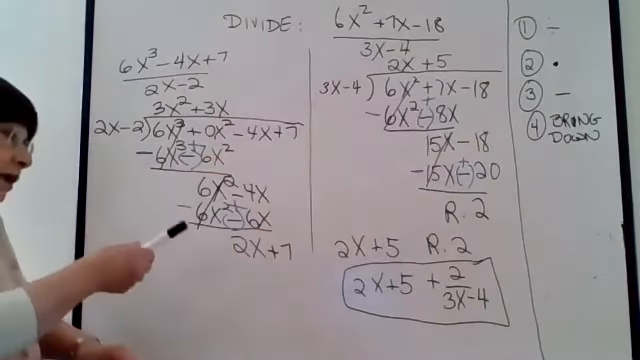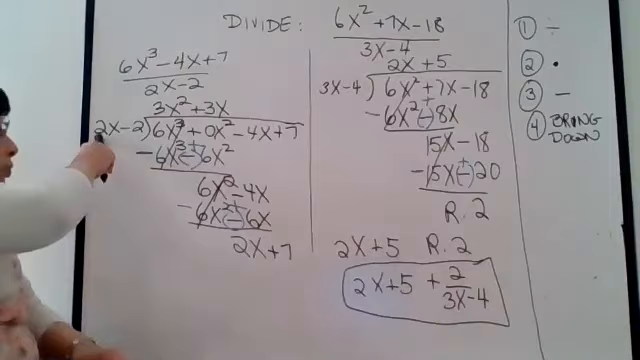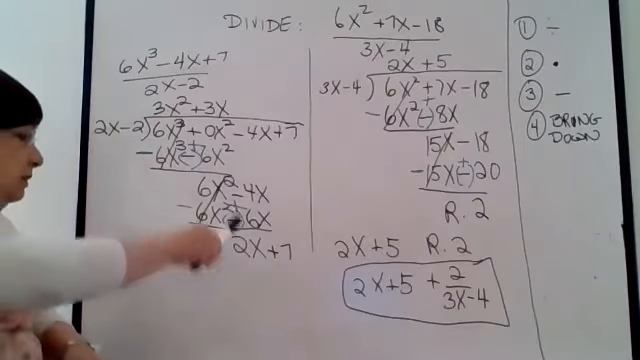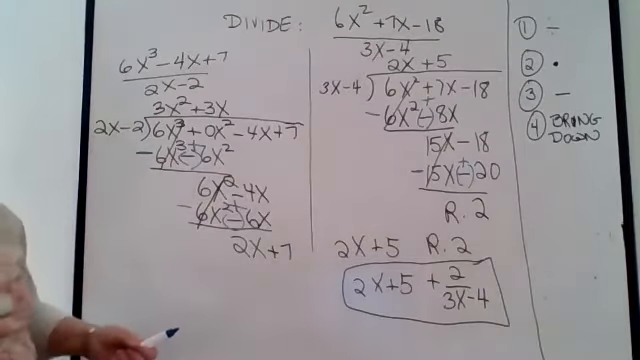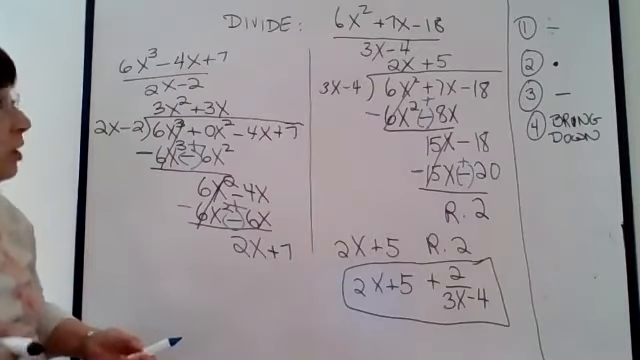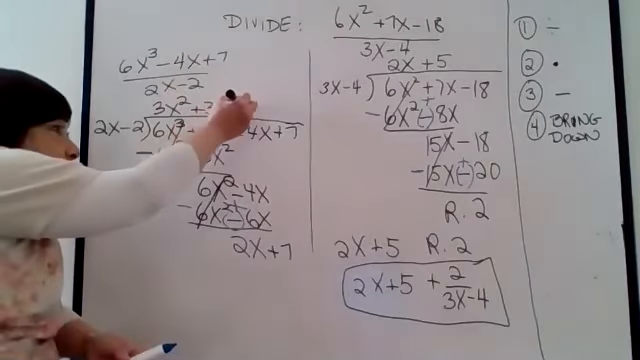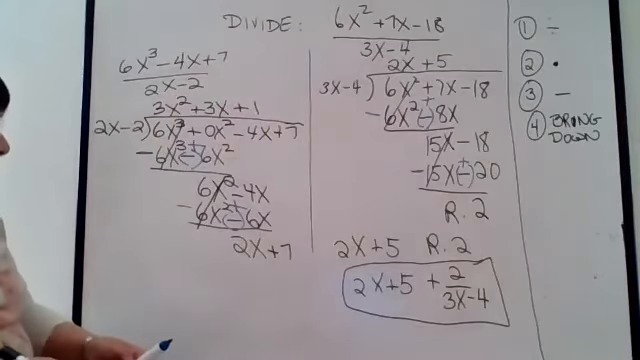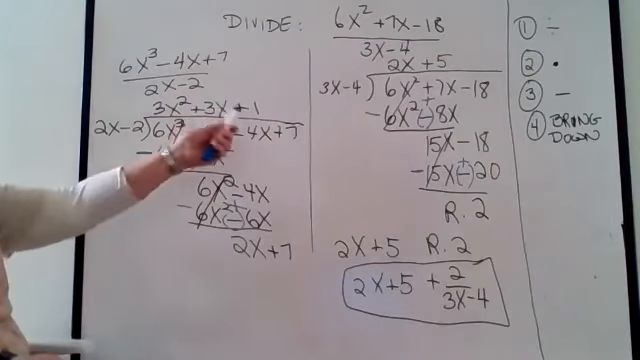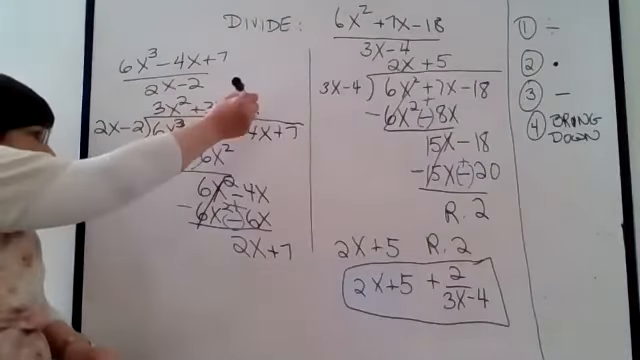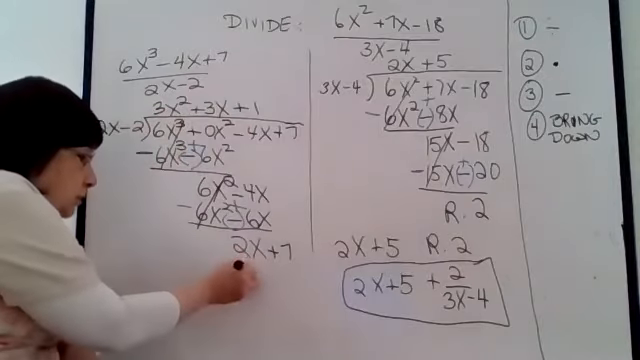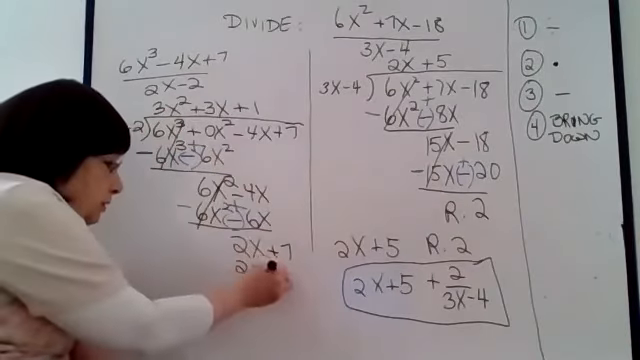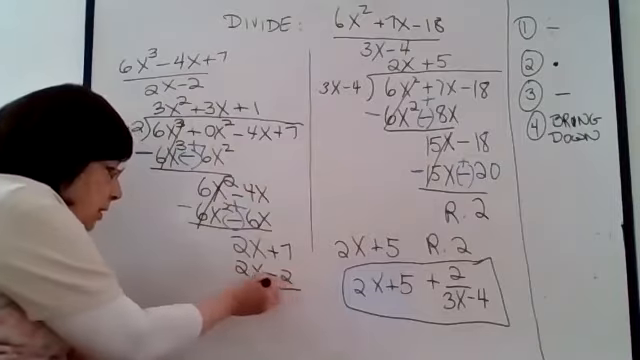And I start again by dividing. 2 into 2 cancels out. X into X cancels out. Everything cancels out. But remember, we're dividing. So when everything cancels out, we have to put a 1. We put a 1 on top. And then we multiply everything by that 1. 1 times 2x is 2x. 1 times negative 2 is negative 2.